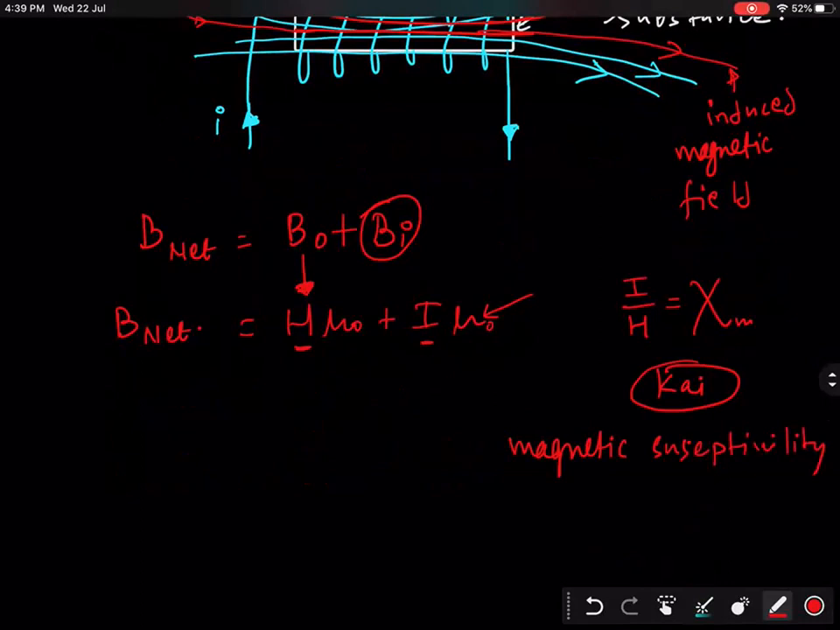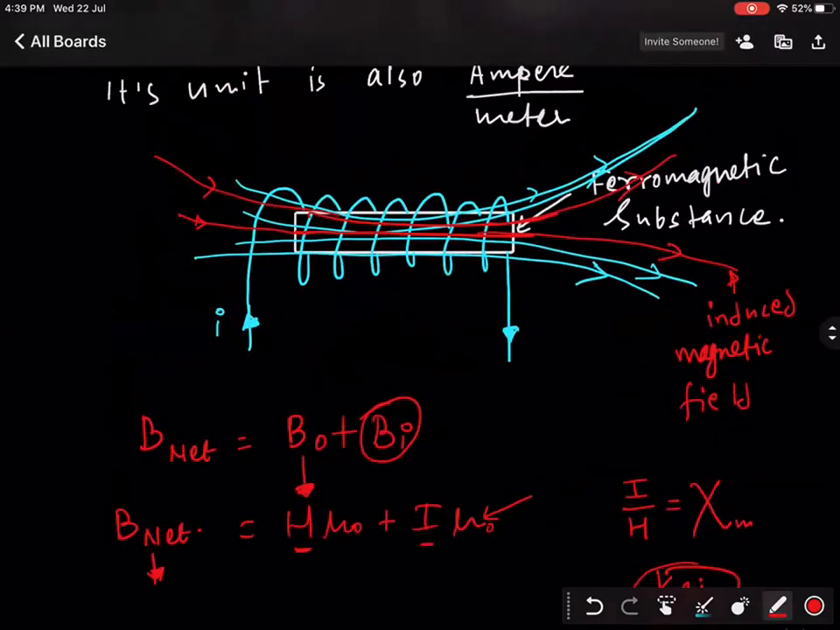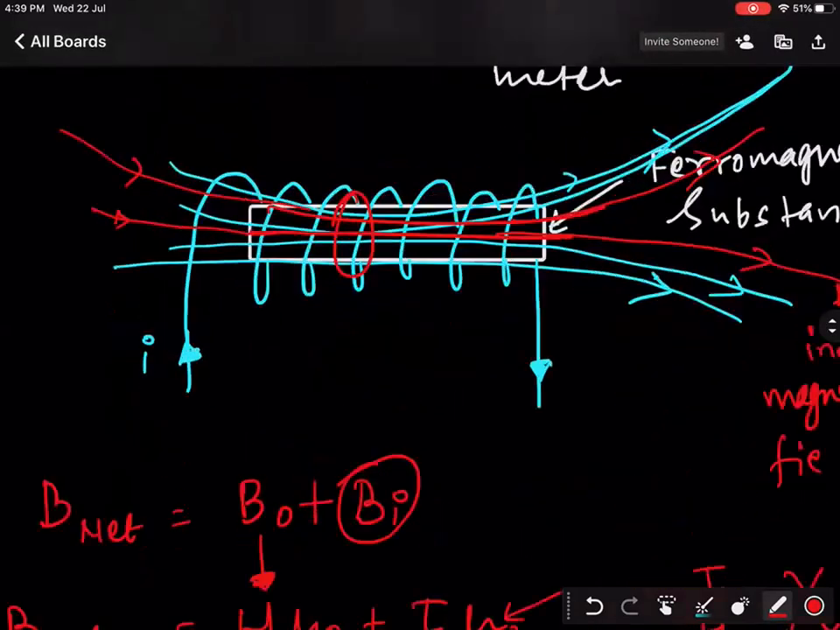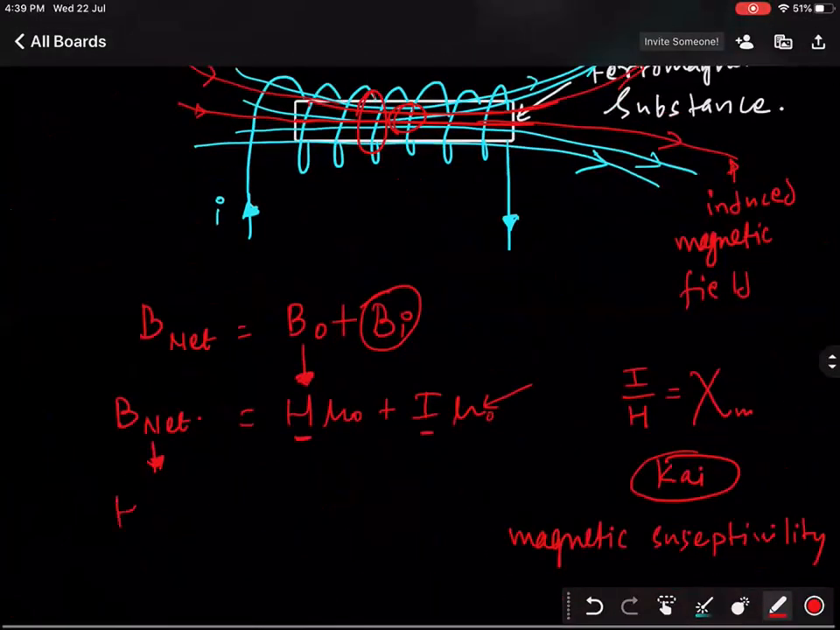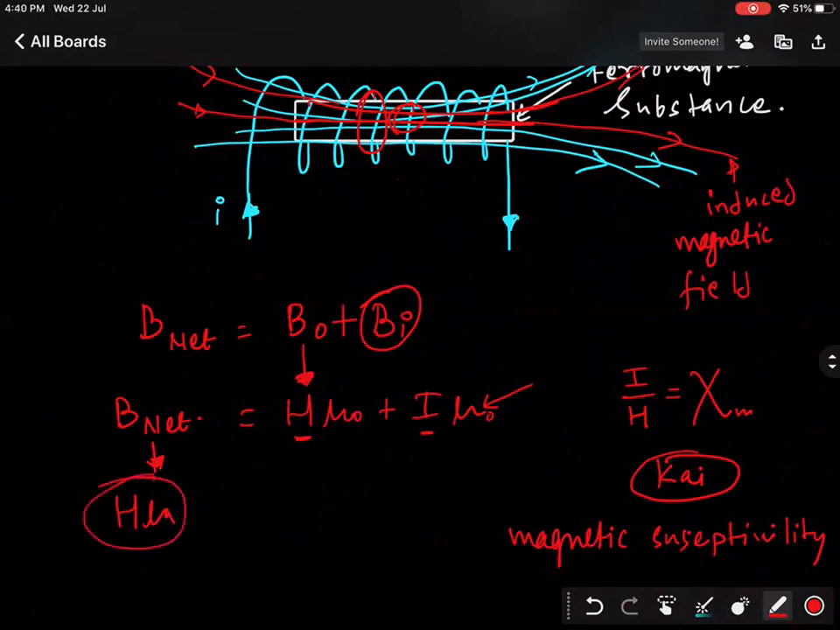Now, can I write the net magnetic field if I want to include everything? Suppose I am inside a ferromagnetic substance and I want to include everything. So can I write it like H into mu? I'm not writing mu naught, I'm writing mu. Net magnetic field is the sum of the external magnetic field, which is in air, as well as the magnetic field of the material. Do you understand that? Yes, sir. It is equal to H into mu naught plus I into mu naught.